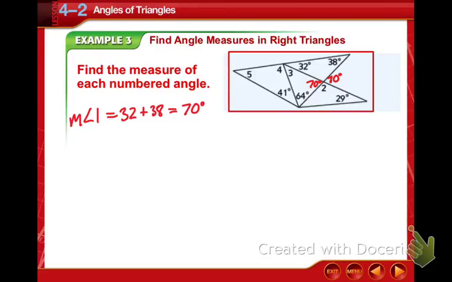But we also know angle 2 is a linear pair with both of these angles. So for the measure of angle 2, remember linear pairs are supplementary. So if we take 180 and subtract the 70 that we just came up with, we'll get the measure of angle 2. And that is 110. So again, I'm going to write these in here, 110. And that means the vertical angle across from it is also 110. Okay, angle 3.